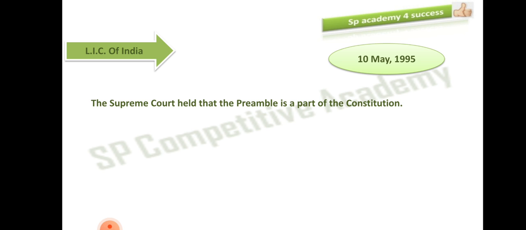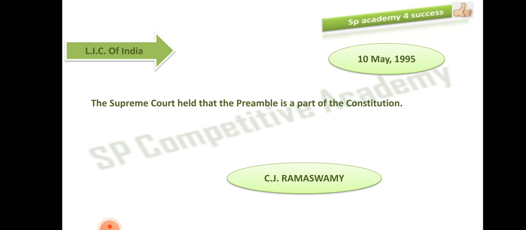So we know that the preamble contains the basic idea, objectives, and philosophical postulates of the Indian Constitution, and they provide justification for the constitutional provisions. So the preamble is a part of the Indian Constitution, and this LIC of India case law was dealt by Chief Justice Ramaswamiji. So the names of the Chief Justices are also important.